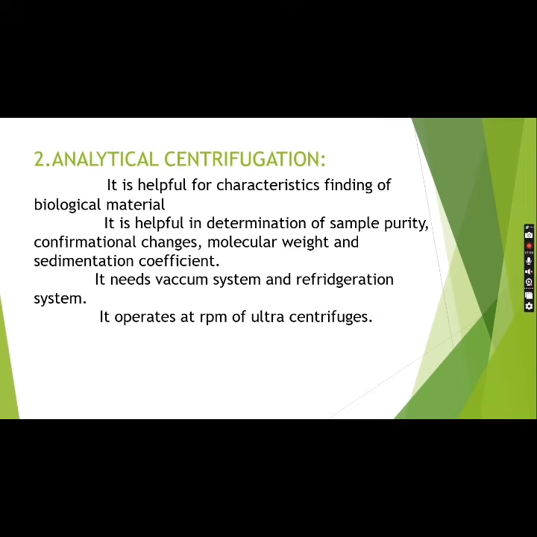Then analytical centrifugation. It is useful for identification of the characteristics of a biological material. It is helpful in determination of sample purity. Even a small amount of impurity will not be available in the analytical centrifugation. So, the purest components can be separated off, and qualitative and quantitative levels are also possible with analytical centrifugation. Even small conformational changes or molecular weight changes can also be separated off in analytical centrifugation.